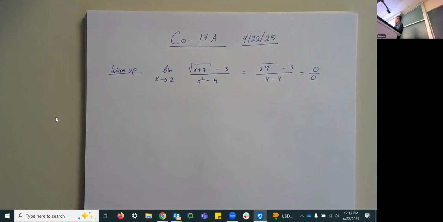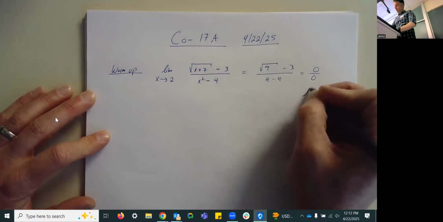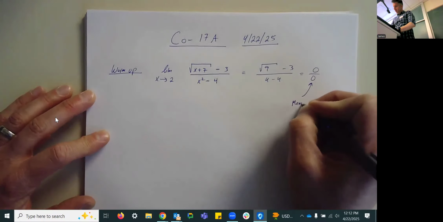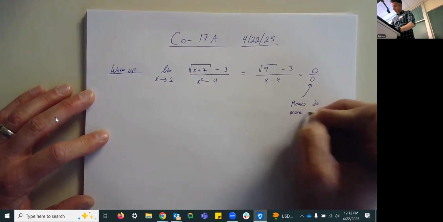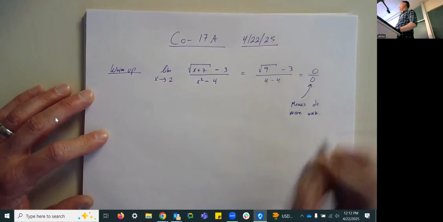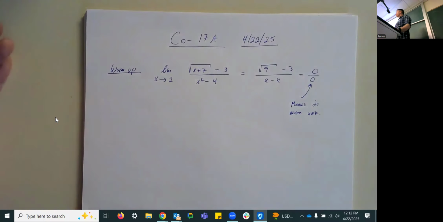Either factor, or multiply by a conjugate, or as we'll see in a minute here, get a common denominator. Those are the 3 typical algebraic methods of dealing with a 0 over 0 type of thing. It's not the only way to deal with a 0 over 0, but 0 over 0 means do something, do more work, because there's usually an answer that's a number.